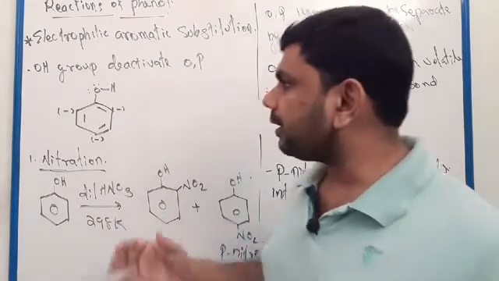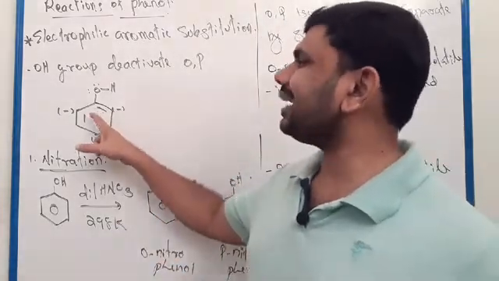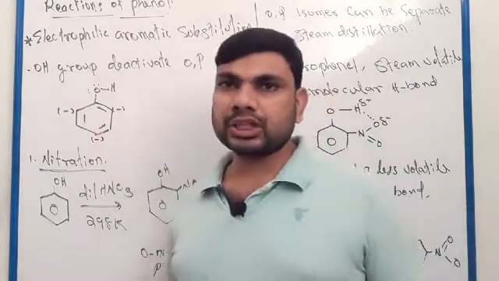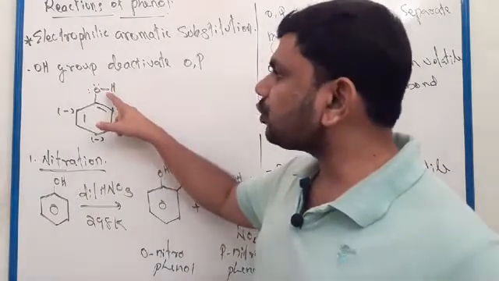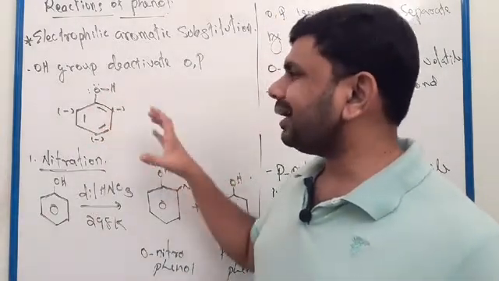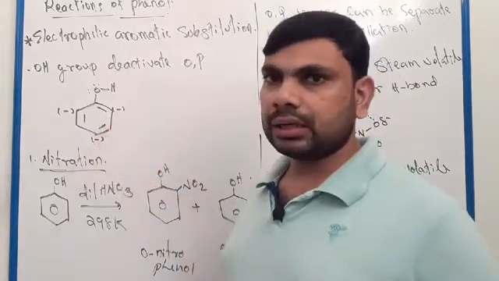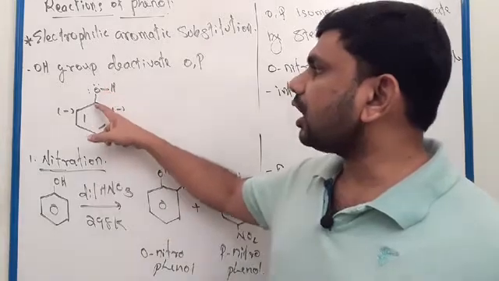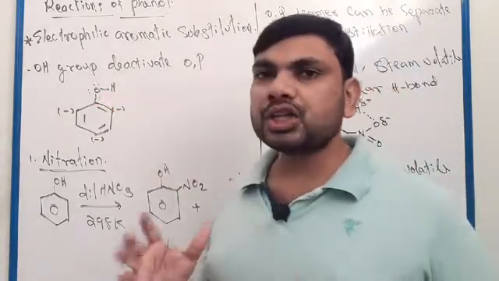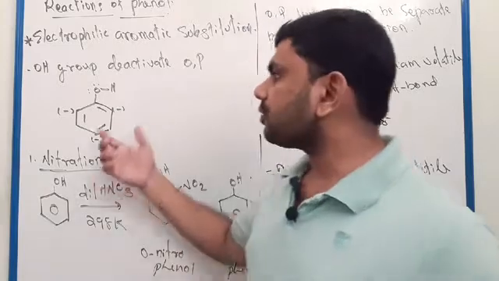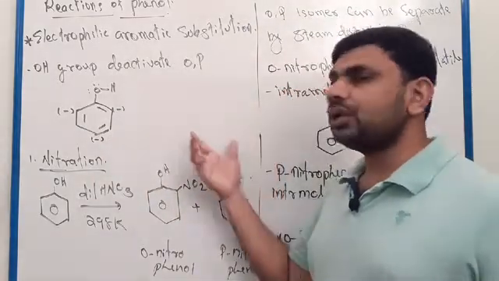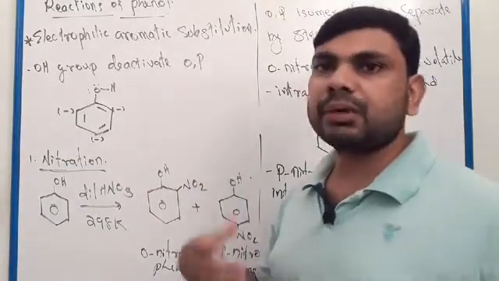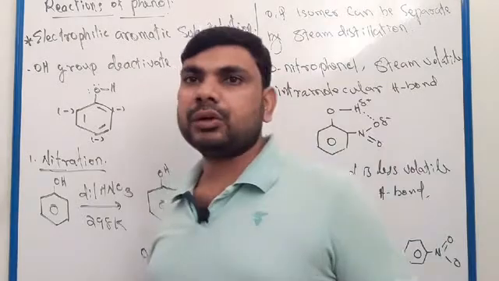This electron pair will be conjugated with the pi electrons of the benzene ring. We already discussed this type of conjugation. Here the electron pair conjugates with the pi electrons of the benzene ring, and the oxygen-carbon bond gets a partial double bond character after a series of resonance structures. We know a series of resonance structures are possible. We already discussed this in previous videos, and you can check those.